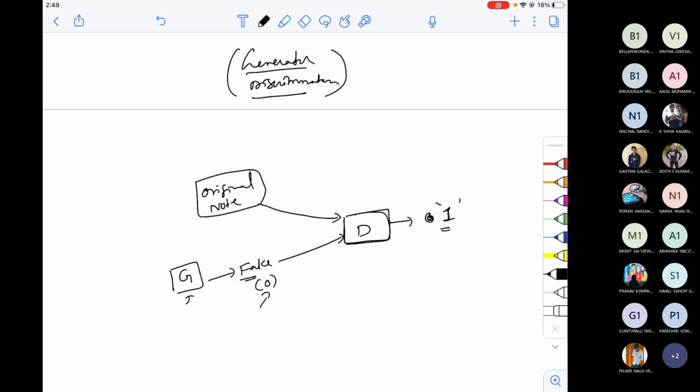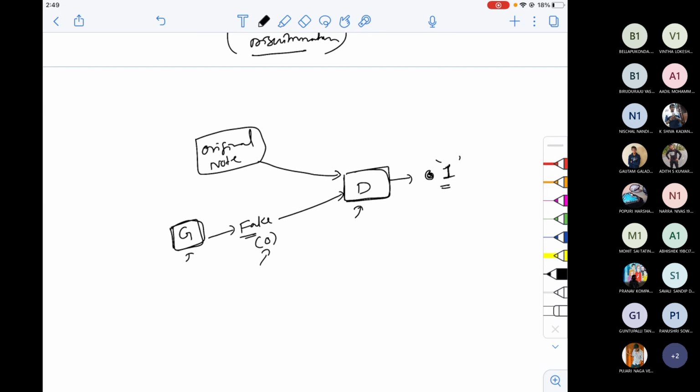So now the question is, how can the generator, the thief or the fake note maker, fool the discriminator? Unless he is generating the fake notes in a very smart way, he cannot fool the police or the discriminator, right? But how does he do it? That's very important.